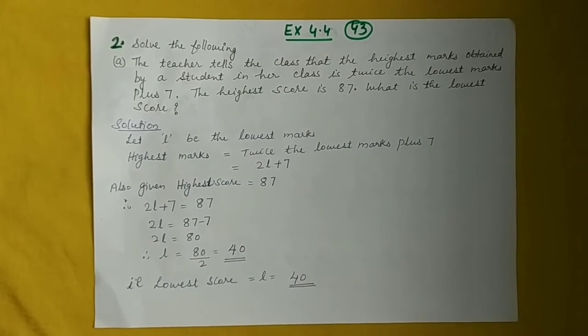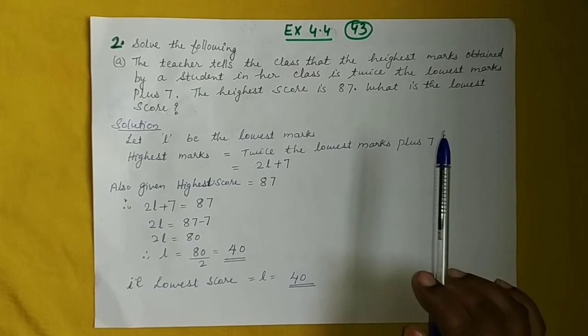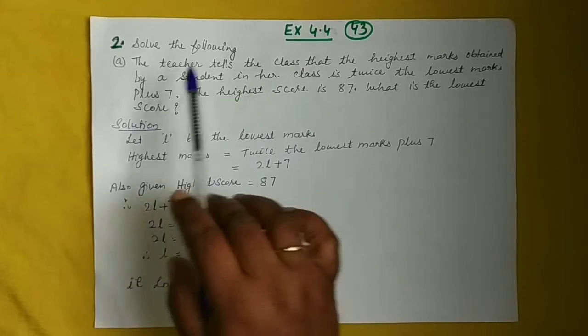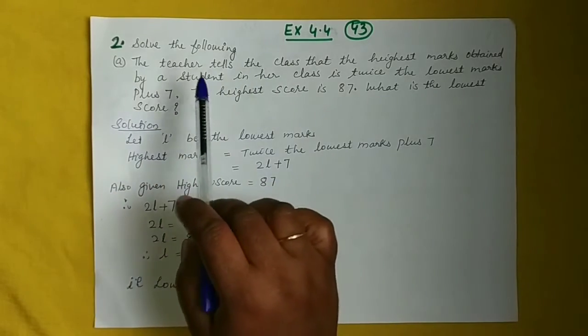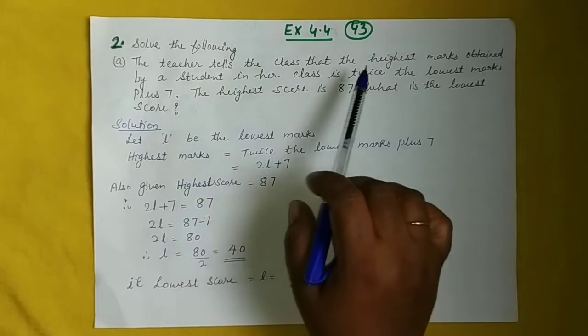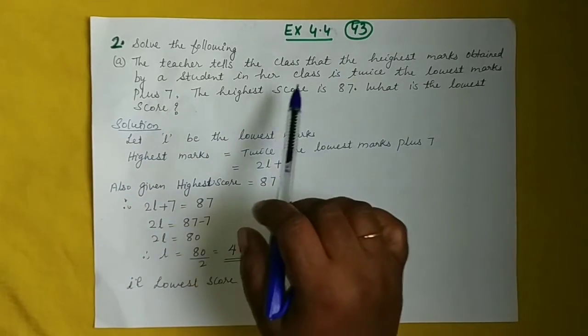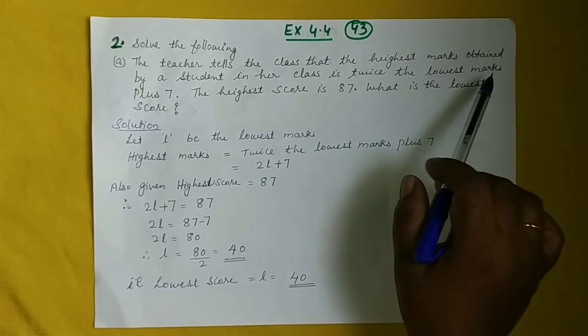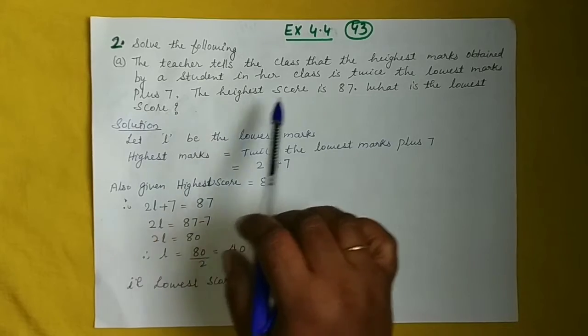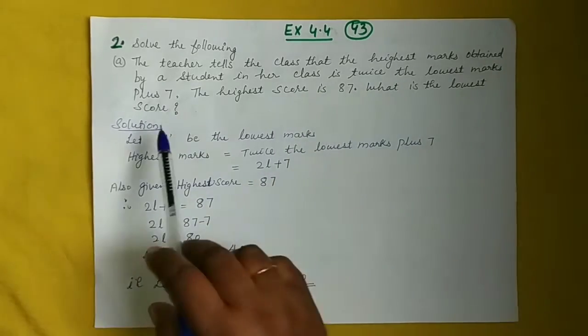Morning students. Today we will do exercise 4.4 question number 2 onwards. Second question, solve the following. The teacher tells the class that the highest marks obtained by a student in her class is twice the lowest marks plus 7. The highest score is 87. What is the lowest score?